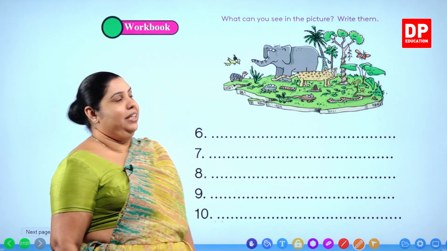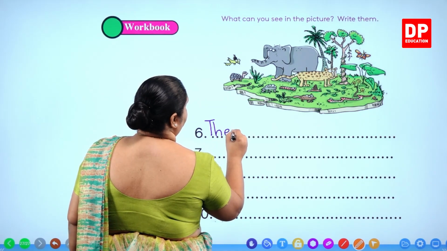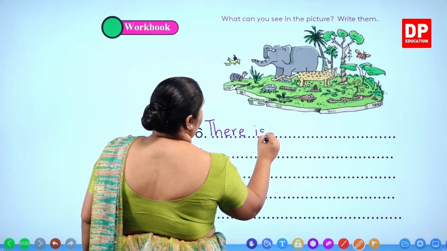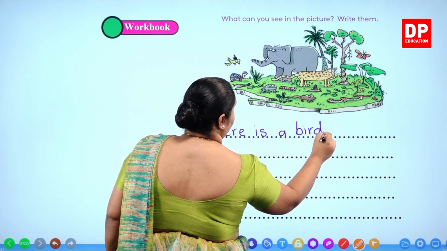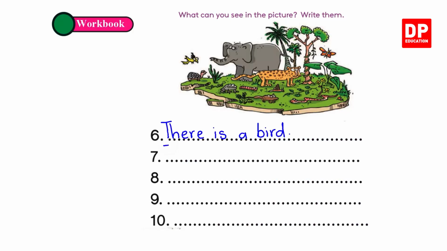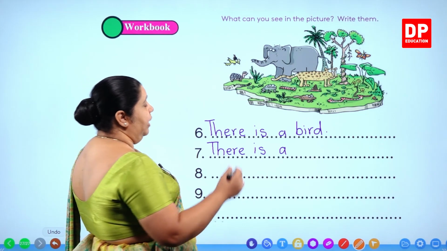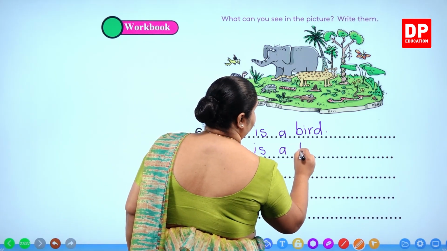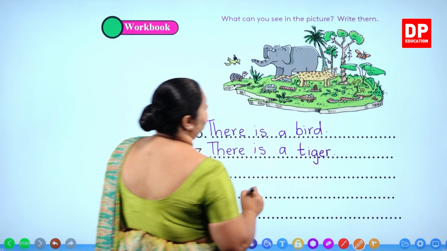What else can you see? There is a bird. Can you see the bird? There is a bird. There is, you can say maybe a tiger or a leopard. We'll say tiger. There is a tiger. T-I-G-E-R. There is a tiger.